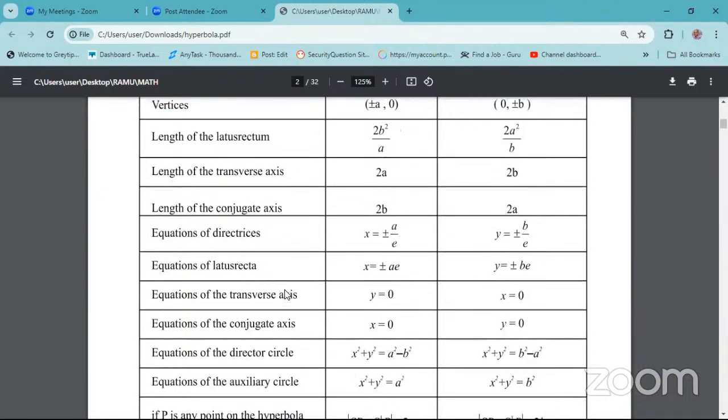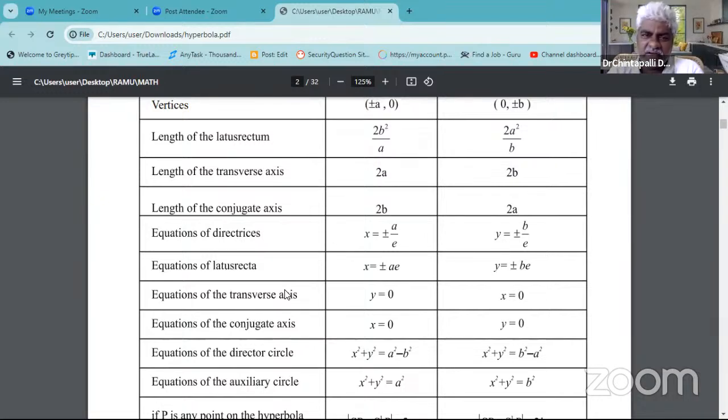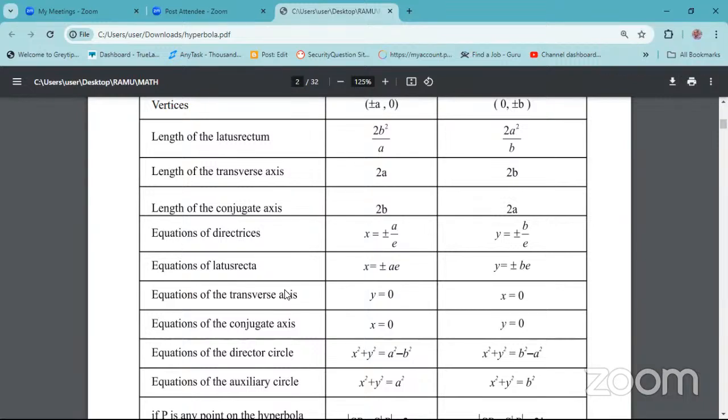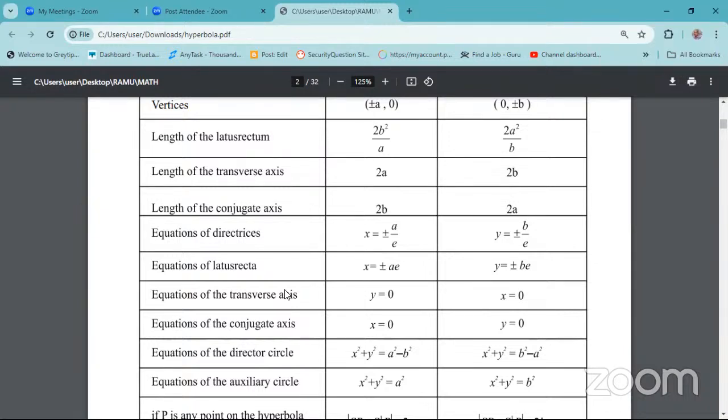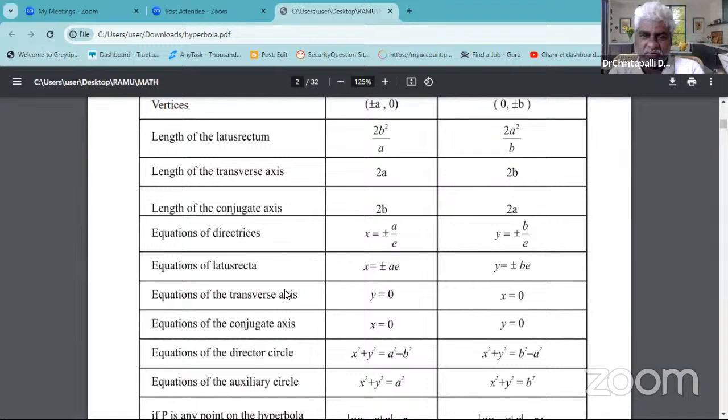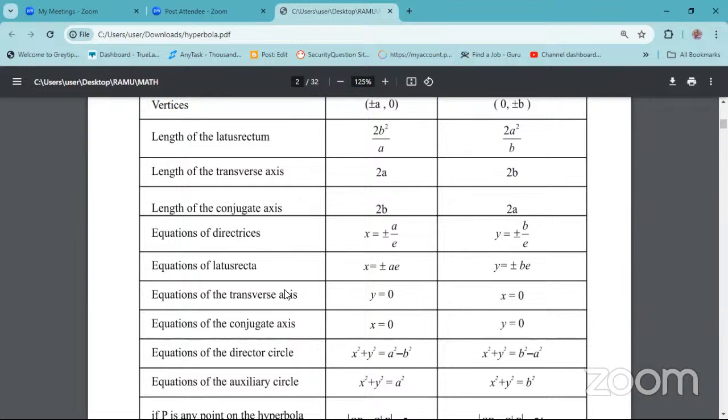Transverse axis and, here it's called major axis. There it is called major axis, here it is called transverse axis. Very good, good understanding. Conjugate axis is the minor axis. What's your guess? Minor axis. There it is called minor axis, here it is called conjugate axis. Conjugate axis equals minor axis. The directrix is the same. Conjugate axis and transverse axis are the same. Next, the latus recta is the same as foci.